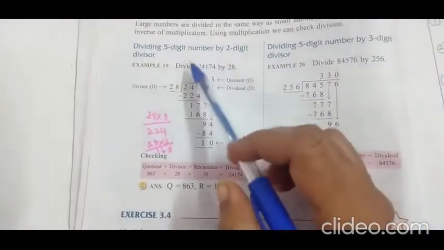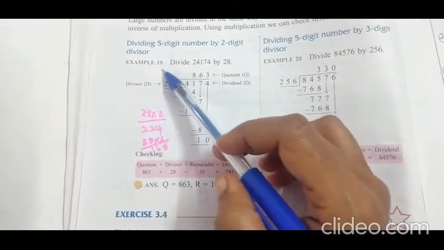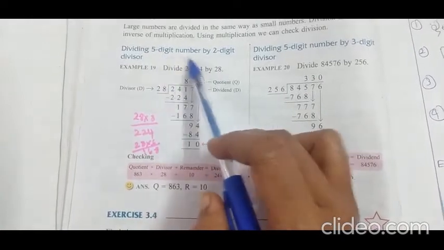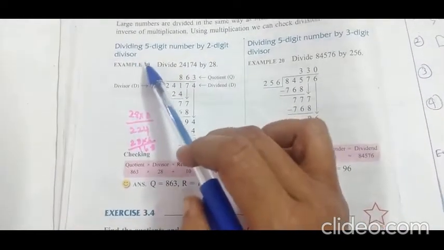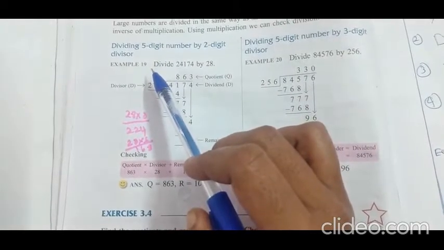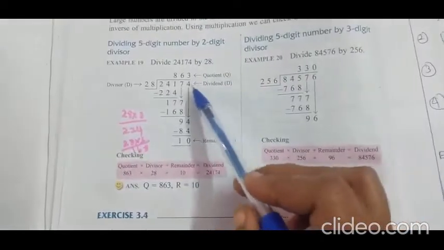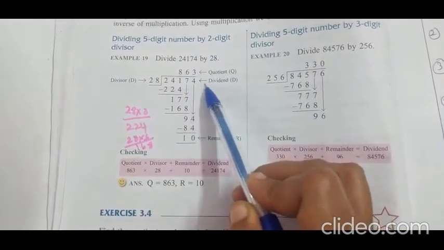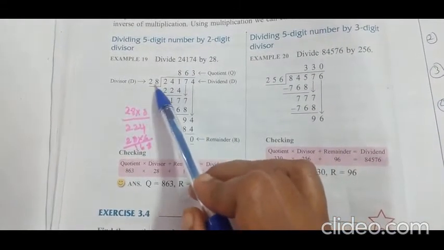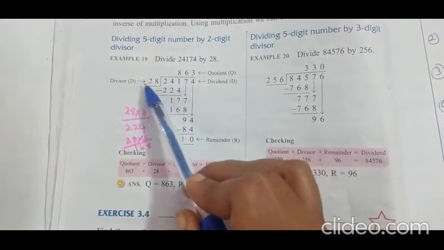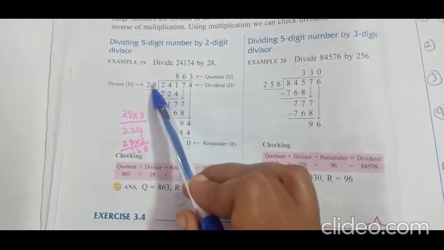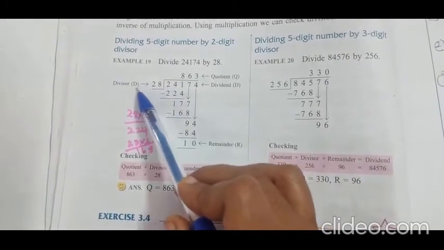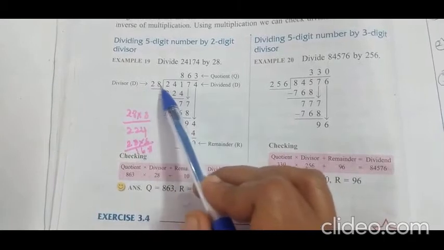Look at it. This is the example sum given in our textbook, page number 32. Dividing a 5-digit number by a 2-digit divisor. Now I will show you what is dividend and divisor. The question we write is called the dividend. And the number with which we have to divide, divided by which number, that number is called the divisor. This 28 is the divisor for this question.